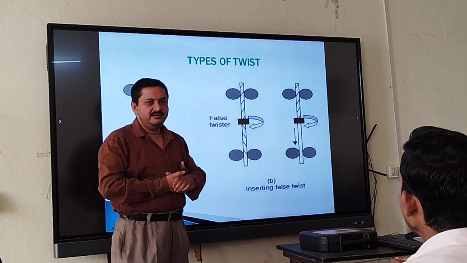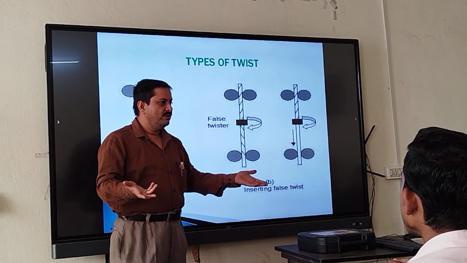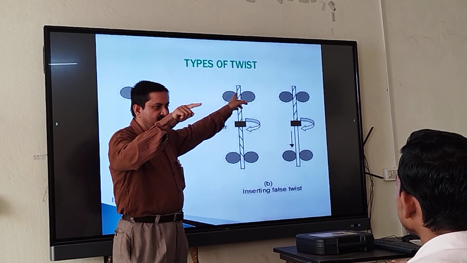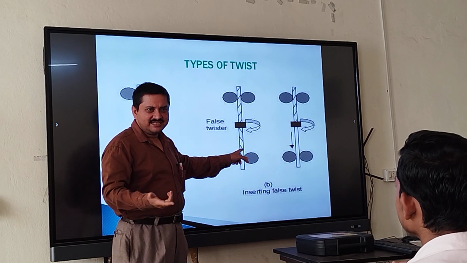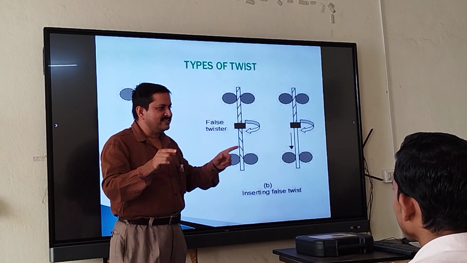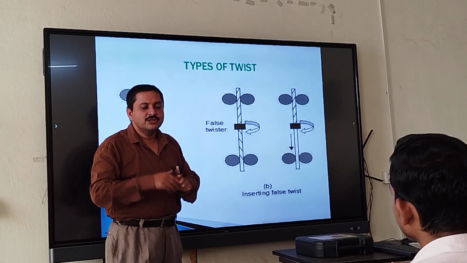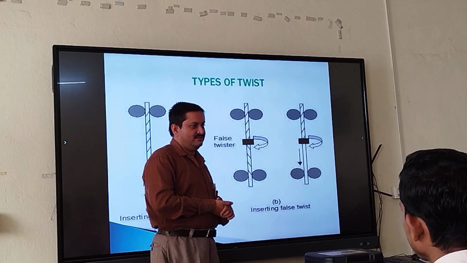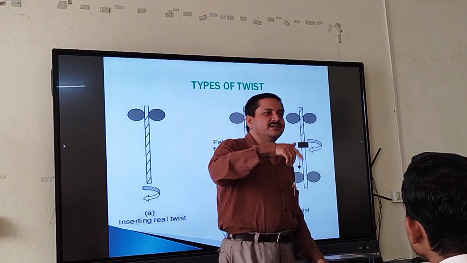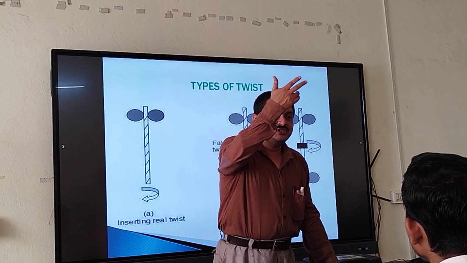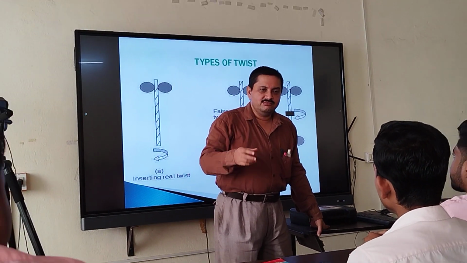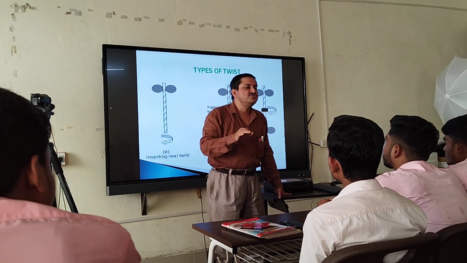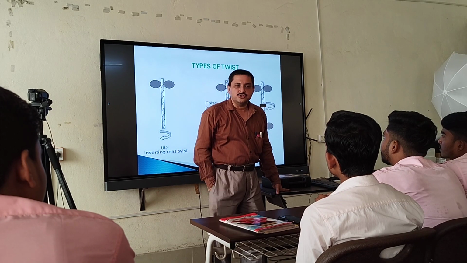If I remove this twisting object, what will be the resultant twist within the material? Zero. Because suppose in this direction it is x, and in this direction minus x, the resultant is how much? Zero. That's why we call it false twist. We are applying the twist, but due to the two opposite directional movements of the twist, the resultant twist value is ultimately zero. That's why this twist is called zero twist.